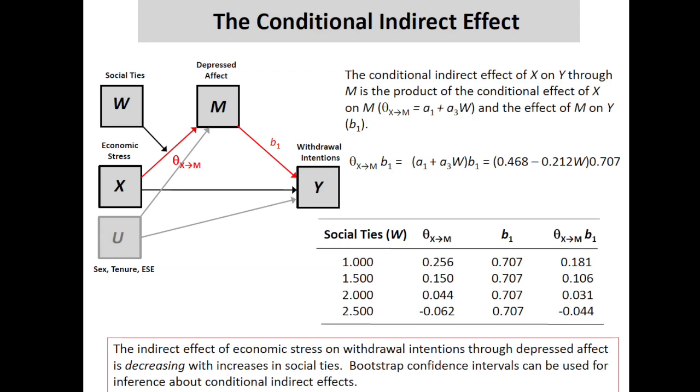Now these are just descriptions, mathematical descriptions of point estimates. We would like to do an inference as well. Just like in the pick-a-point approach, we can estimate a conditional effect and then conduct an inference about it. The same thing here. We can estimate the conditional indirect effect and then make an inference about it. And bootstrap confidence intervals are great for this.